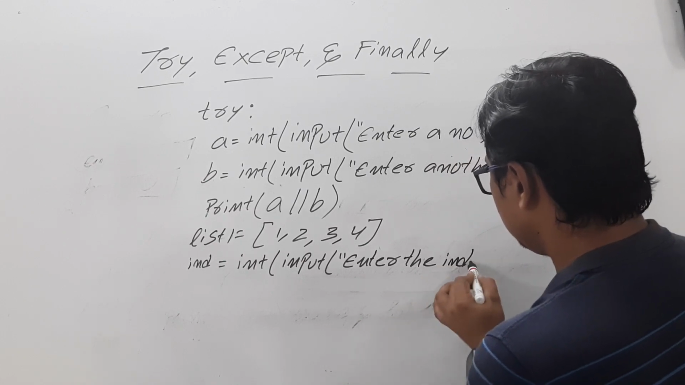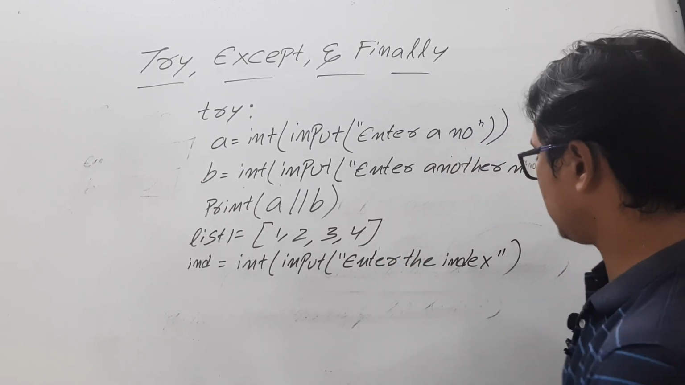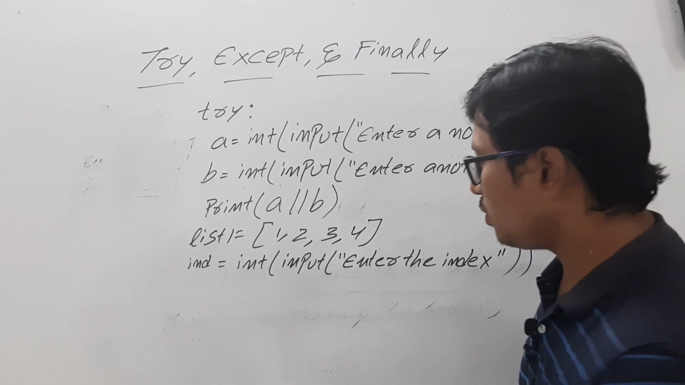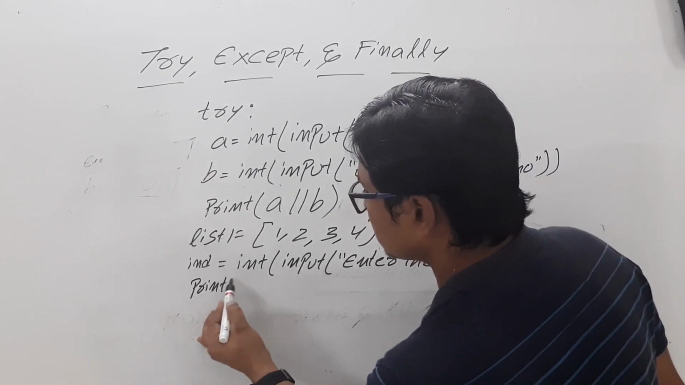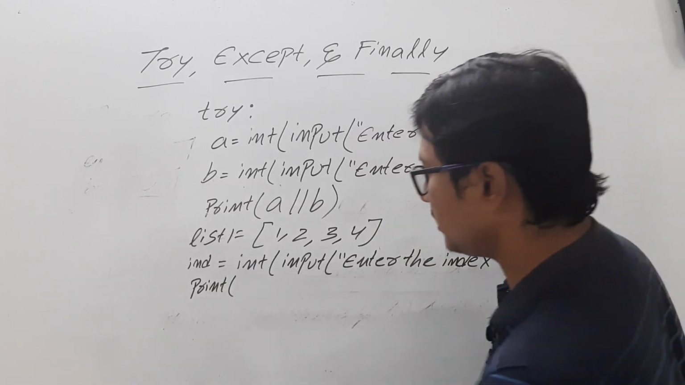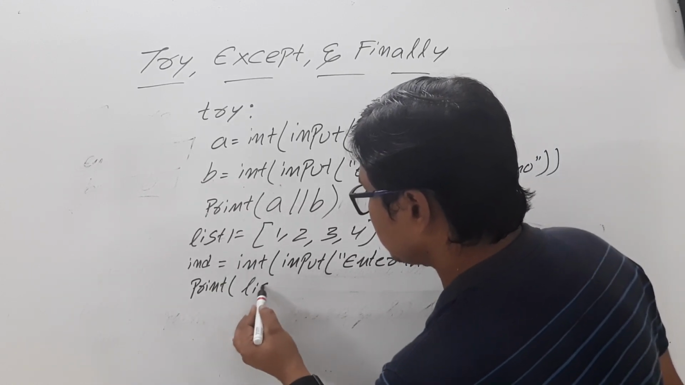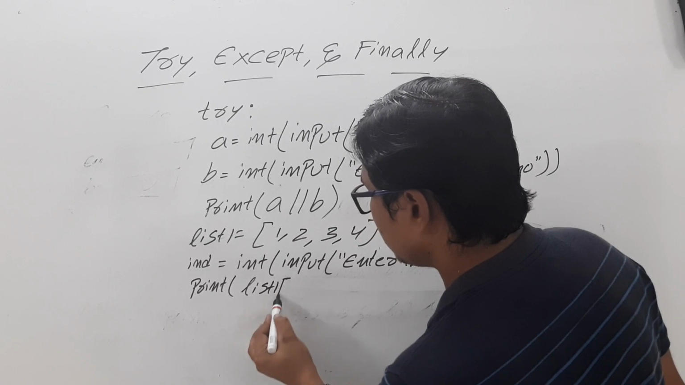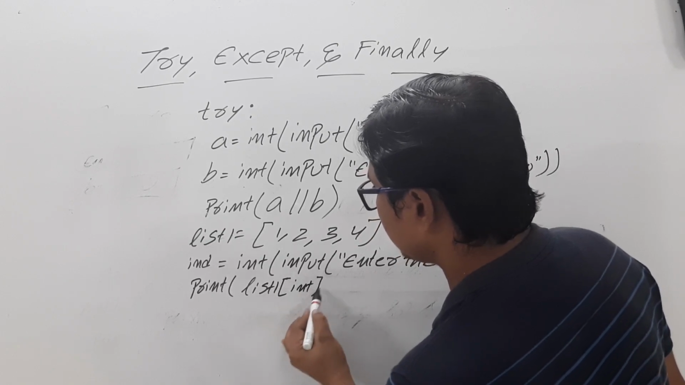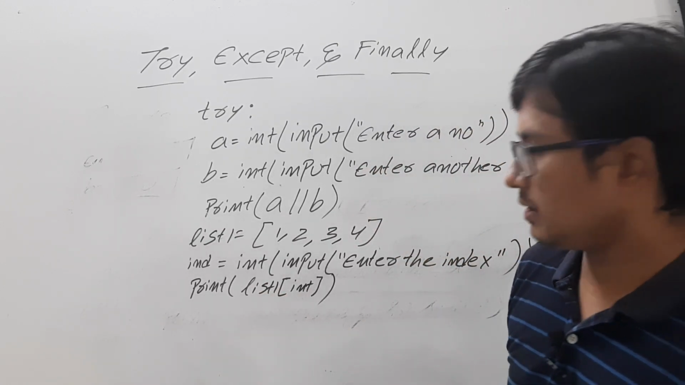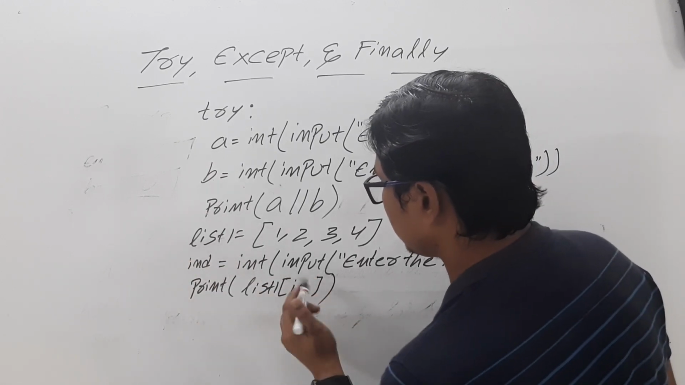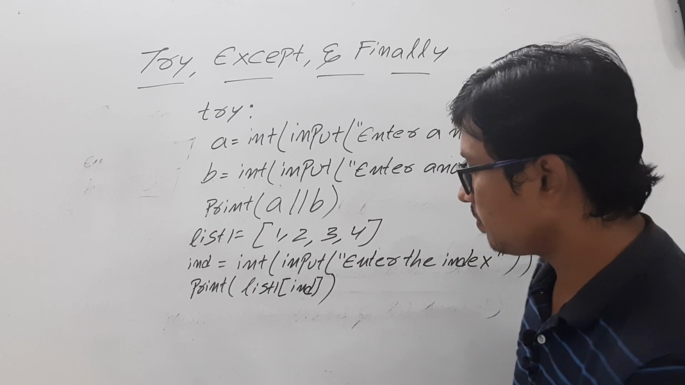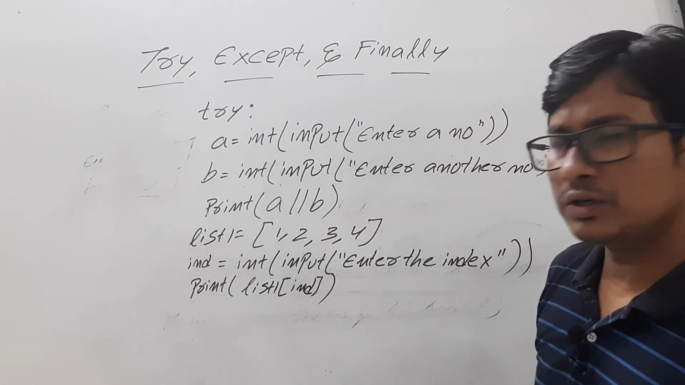Enter the index. Is it clear? Now let's take whatever index the user is entering, I want to print it. Print list1 of int. Is it clear? Are you able to understand? Whatever value the user has entered, it is not int, it is int index. Okay, that I want to display.